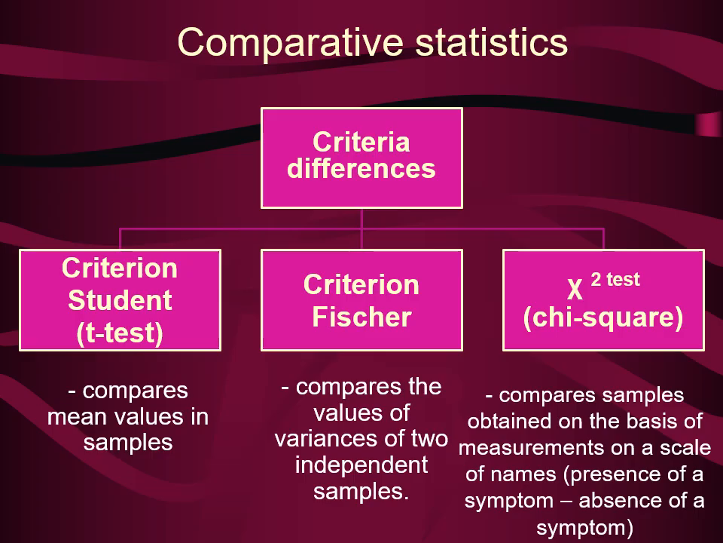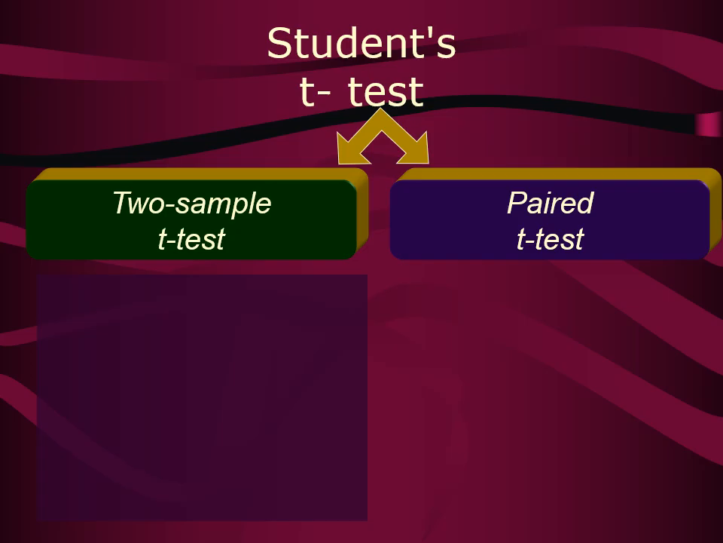So the full set of criteria is not limited to this. Of course, there are a lot more of them than I indicated. Well, here are the most typical criteria. The Student criteria. We will now look at them in a little more detail. The Student criteria are further subdivided into the so-called two-sample criterion and the paired criterion.